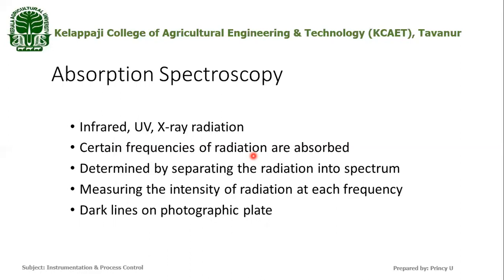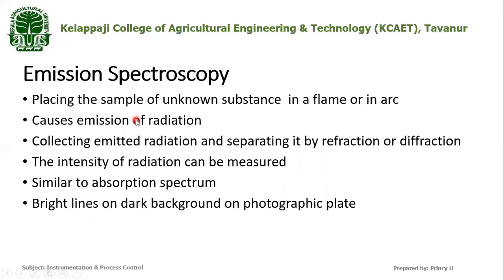film or negative. Okay, on a photographic plate the absorption spectra appear as dark lines on a white background. Okay, so which is determined by separating the radiation into spectrum by using a prism arrangement. Next one is emission spectroscopy. It is similar to absorption spectroscopy.